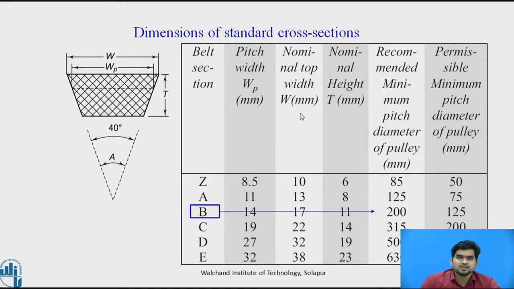The pitch width, nominal width and nominal height we have to take from this table. Also, the recommended minimum pitch diameter of the pulley is 200 mm, and the permissible minimum pitch diameter of the pulley is 125 mm. So you can select the diameter of the smaller pulley ranging between these two, or you can select 125 or 200 as the diameter of the smaller pulley.